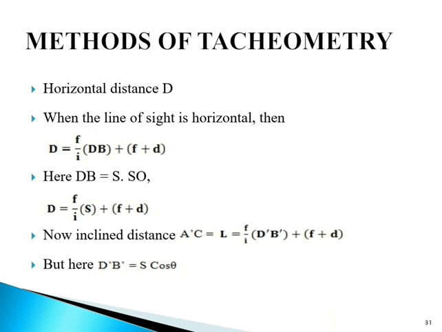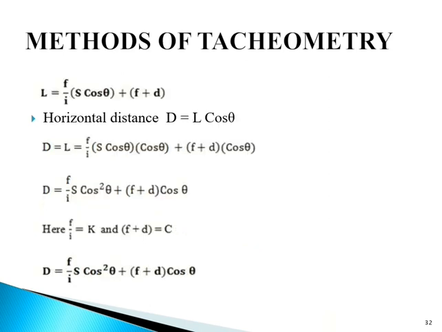But here D'B' is equal to S cos theta. So the equation will be L is equal to F upon I into (S cos theta) plus (F plus D). So horizontal distance D is equal to L cos theta. So further if we put all the values, D is equal to L cos theta, which is equal to F upon I into (S cos theta) into (cos theta) plus (F plus D) into (cos theta).